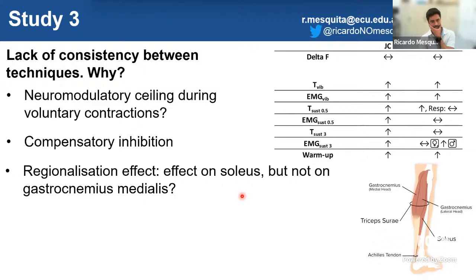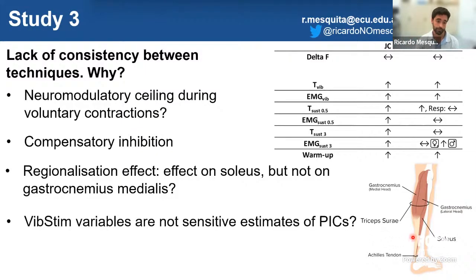Another possibility is that all triceps surae muscles or plantar flexors contributed to the contraction, of course, but we only looked at the gastrocnemius medialis. So it's possible that seeing an effect here in the VibStim technique that should look at all muscles and not here has to do with the fact that maybe the other muscles such as soleus had an effect whereas gastrocnemius didn't. Soleus has a greater proportion of smaller motor neurons, and we know that smaller motor neurons rely more on these amplification mechanisms, so that could have happened. Finally, maybe VibStim is telling us something else, that it's not PICs.